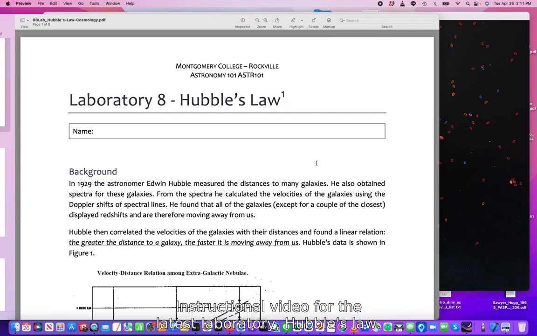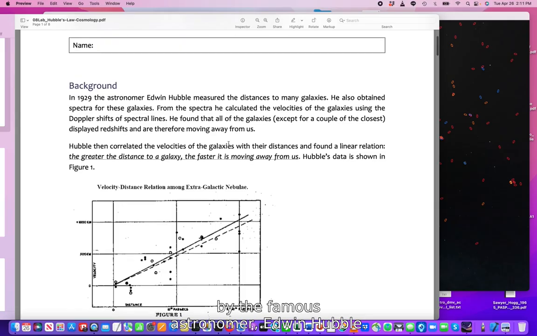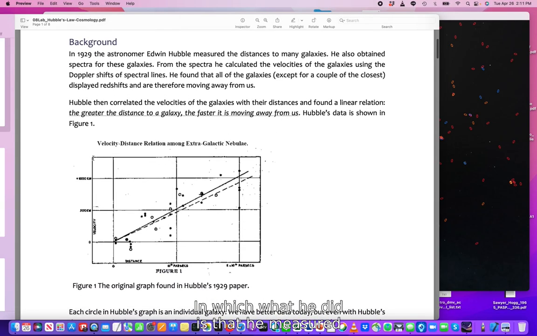This is the instructional video for the latest laboratory, Hubble's law, and it is based on the 1929 result by the famous astronomer Edwin Hubble. What he did is that he measured the redshift of nearby galaxies and found out that the farther away the galaxy is, the higher the velocity it is at, okay? And of course, we do not measure the velocity of the galaxy directly.